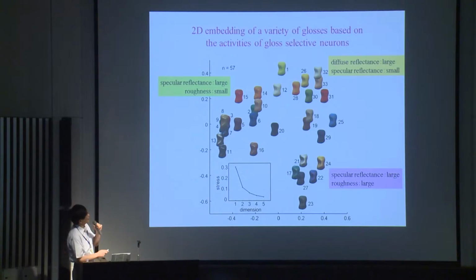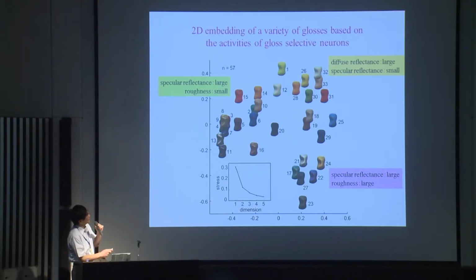And this slide shows a two-dimensional embedding of a variety of glosses based on the activities of the population of gloss-selective neurons. In this plane, the distance between two stimuli reflects the difference in the activities of the population of gloss-selective neurons. As you can see, stimuli with similar gloss appearance are located nearby. Here, you can see objects with large specular reflectance and small roughness. In other words, shiny objects with sharp highlights are clustered here. And here, objects with large specular reflectance and large roughness, those objects with broad highlights, are clustered here.